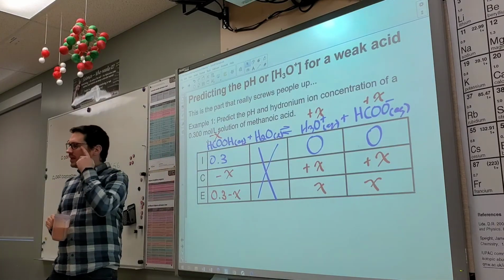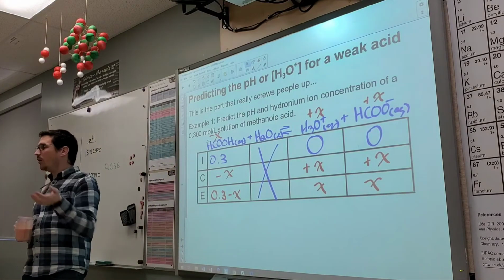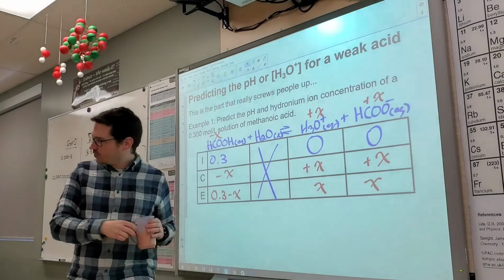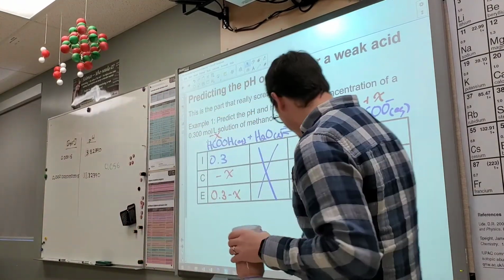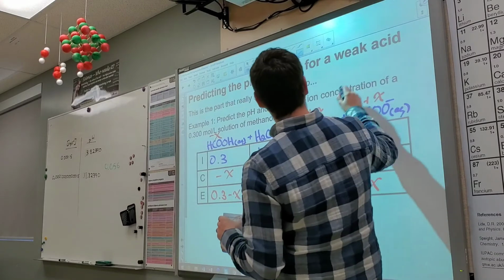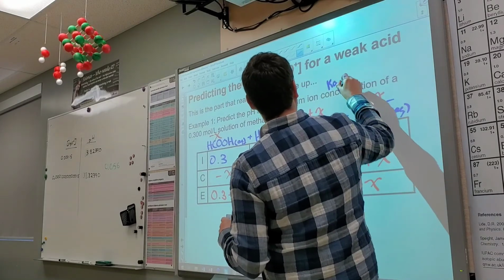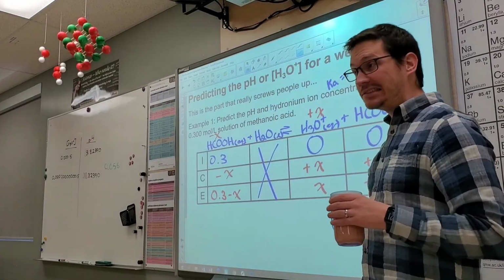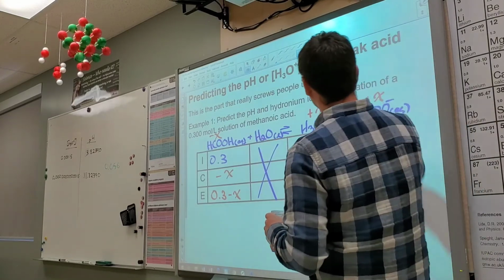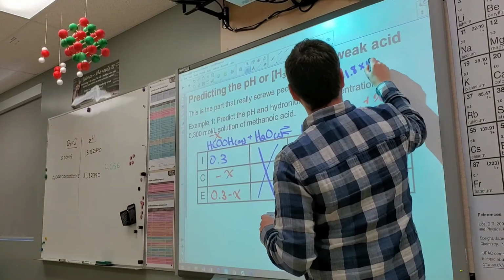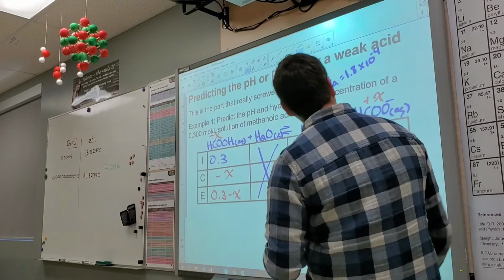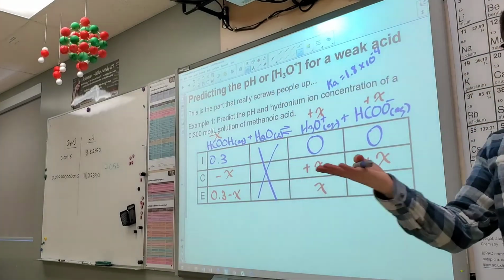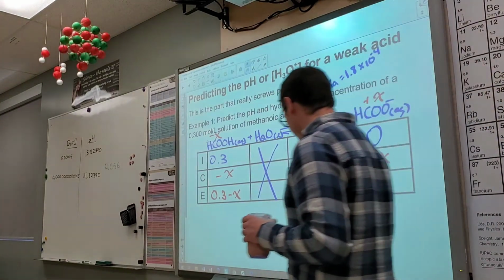What's the only other piece of information you know about formic acid or methanoic acid? You know the Ka is equal to what? Jaden? 1.8 times 10 to the negative 4. I'm assuming that's correct.